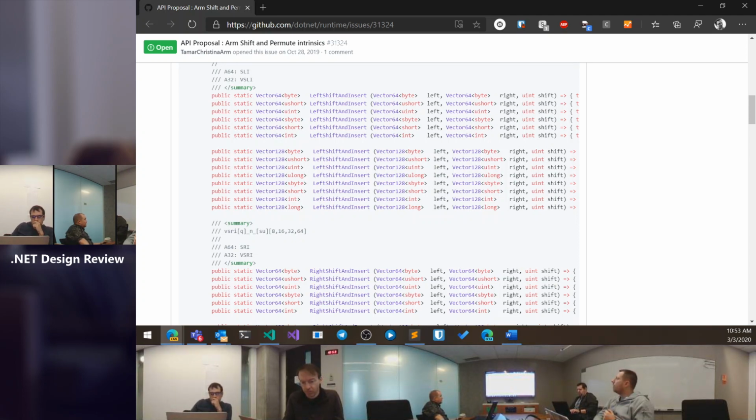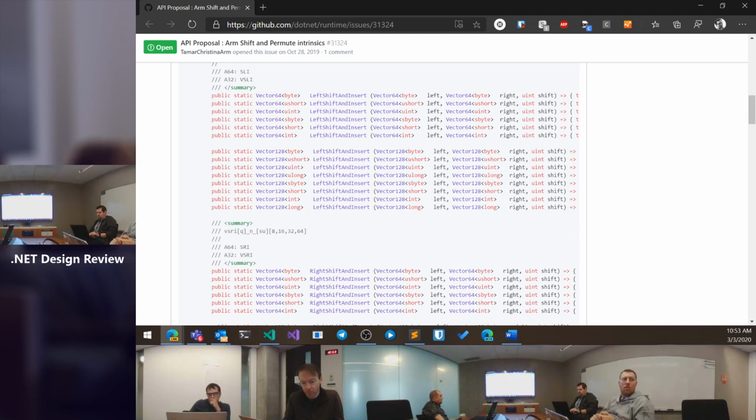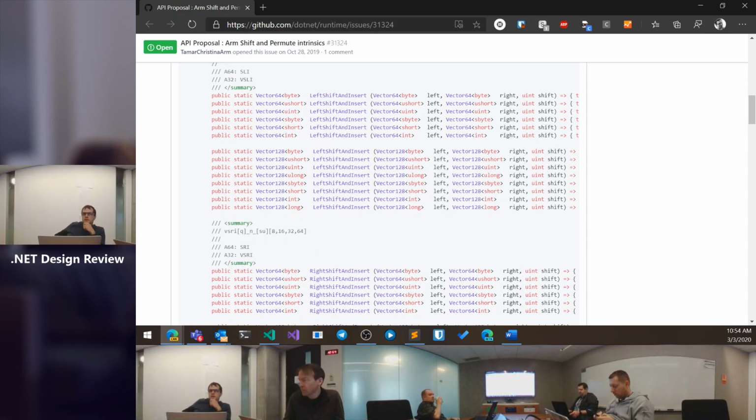I was going to ask Tamar, is the vector 64 long and U-long supposed to be in base? For the scalar version? Yeah. Because I was looking at the operation for all encodings, and it doesn't have a different one for scalar form. The scalar one only has D; it only supports a 64-bit value. Right, but it's under ARM base right now, not advanced SIMD, so it has to be moved into advanced SIMD. Okay, that's what I thought. So should it be advanced SIMD or advanced SIMD ARM64?